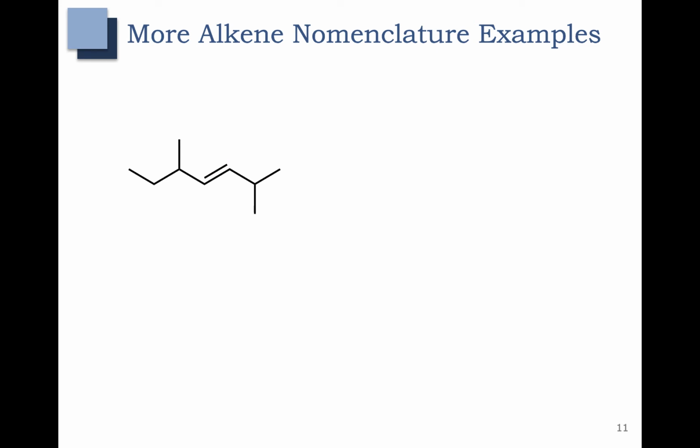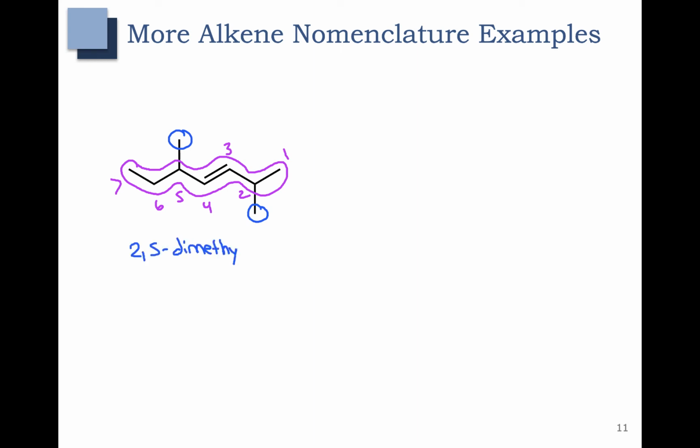In this first example, first let's identify our parent chain. Here it is coming through here. And attached to this parent chain, we have a methyl group here and a methyl group here. When we number our chain, remember we need to number to give our alkene the lowest possible number. If we number from the left, 1, 2, 3, 4, that alkene gets a 4. So we want to number from the right, 1, 2, 3. So that gives us a 2,5-dimethylhept-3-ene. The 3 indicates where the alkene starts.